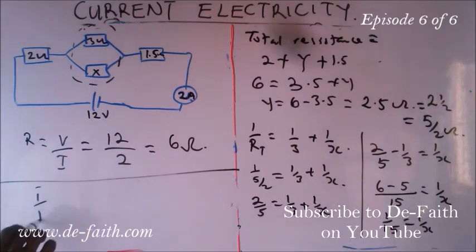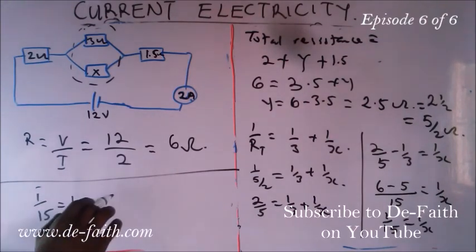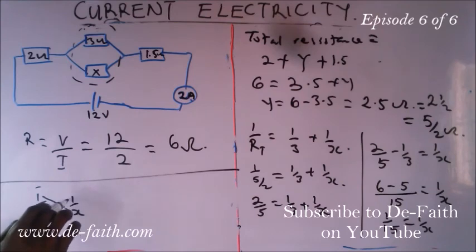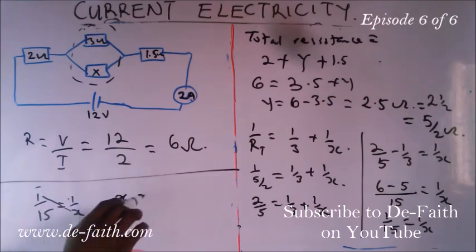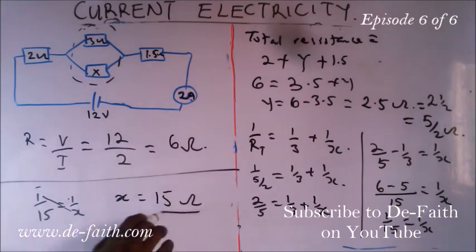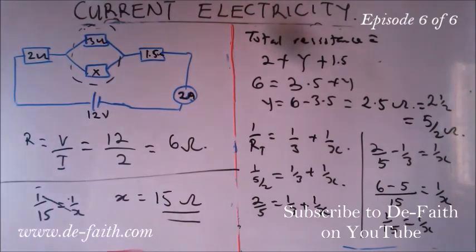So 1 over 15 is equal to 1 over x. When we cross multiply this, 1 multiplies x, and 1 multiplies 15. So we have x equal to 15. So the value of x over here is 15 ohms.